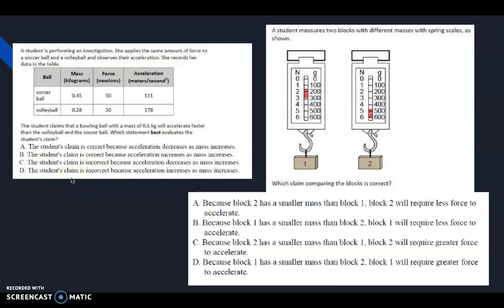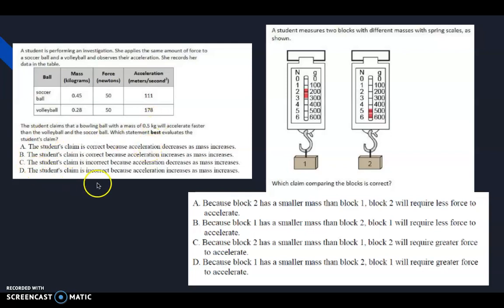So it says a student is performing an investigation. She applies the same amount of force, so that's key, same amount of force to the soccer ball and volleyball, and observes their acceleration. And so we see here on this table that the objects have different mass, all right? With the same force applied, they accelerate at different rates. And it looks like this one has a higher acceleration, which makes sense because according to Newton's second law, F equals ma, if there is less mass with the same amount of force, it will accelerate more.